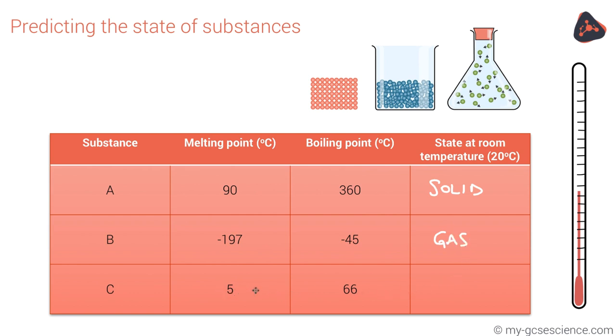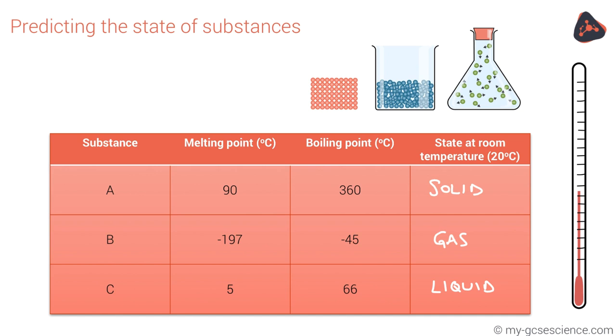C has a melting point of 5 and a boiling point of 66, so room temperature is in between the two. This means that substance C will have melted below room temperature, but it won't boil until it gets to a temperature that's hotter than room temperature. So it's going to be a liquid at room temperature. Remember, each substance has different melting and boiling points, and therefore each substance could be a different state at any given temperature.